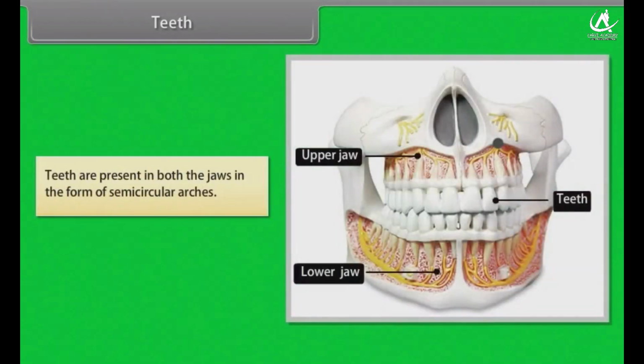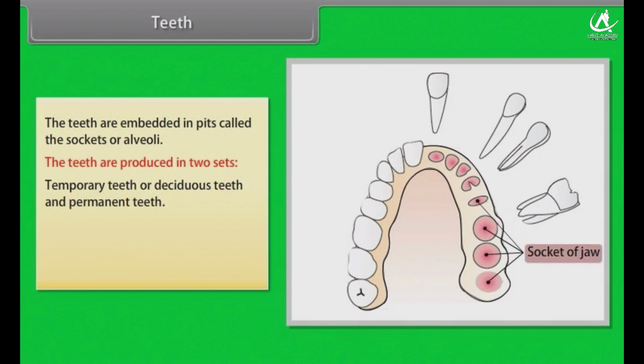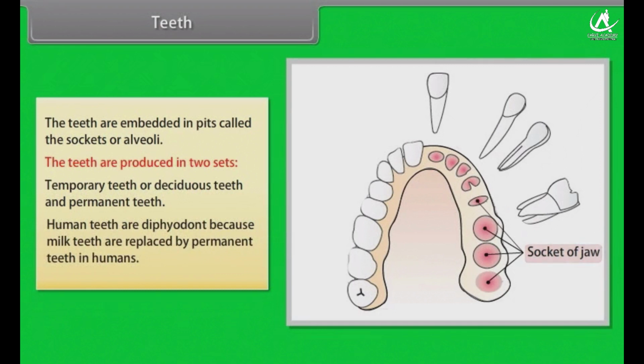Teeth. Teeth are present in both the jaws in the form of semicircular arches. The teeth are embedded in pits called sockets or alveoli. The teeth are produced in two sets, temporary or deciduous teeth and permanent teeth. Human teeth are diphyodont because milk teeth are replaced by permanent teeth in humans.